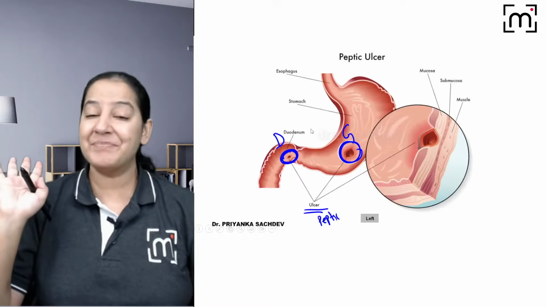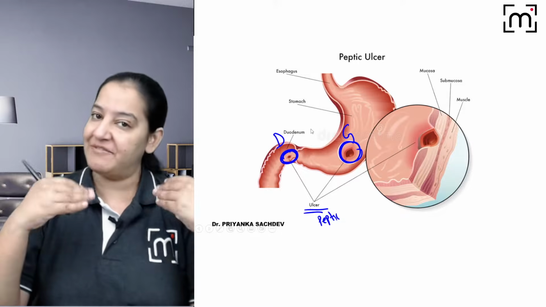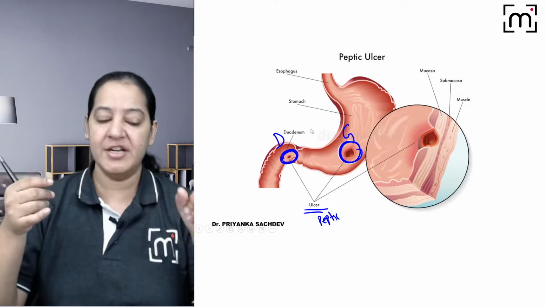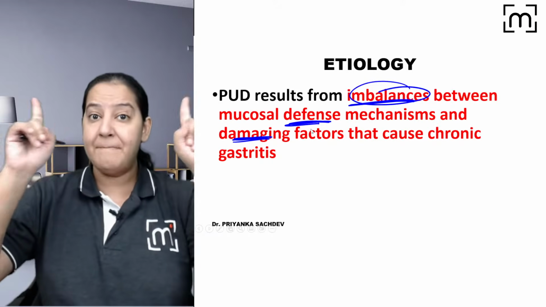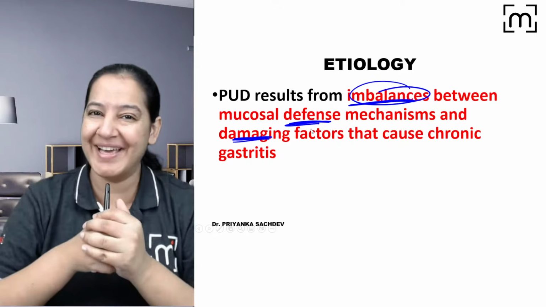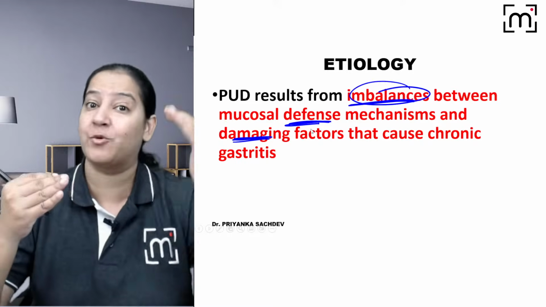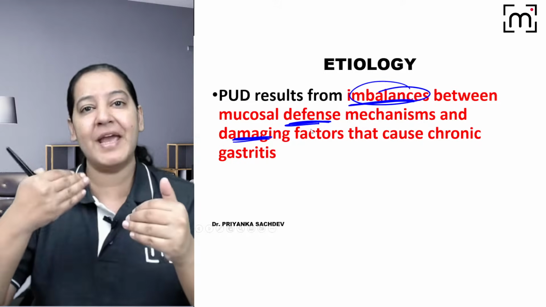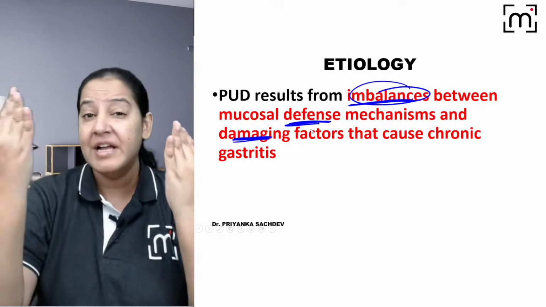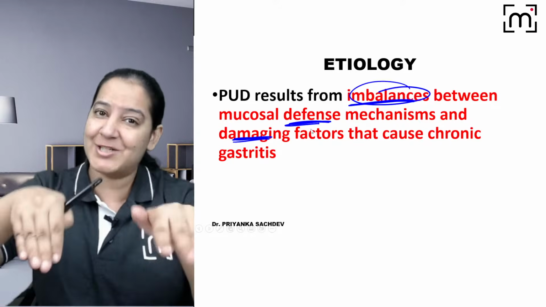So that is the etiology. I told you the definition, I told you the etiology. In etiology, learn only one word: imbalance between the two things. What two things? The protective factor and the damaging factor. You must be able to enumerate what are the protective factors and what are the damaging factors. If there is an imbalance between the two, it leads to peptic ulcer.